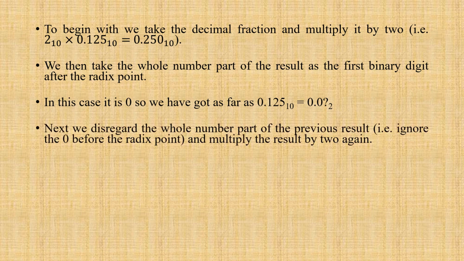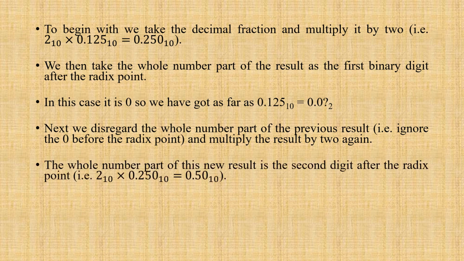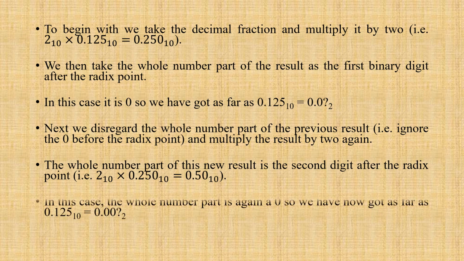Next we disregard the whole number part of the previous result, that is, ignore the 0 before the radix point, and multiply the result by 2 again. The whole number part of this new result is the second digit after the radix point, that is, 2 base 10 times 0.250 base 10 equals 0.50 base 10. In this case, the whole number part is again a 0, so we have now got as far as 0.125 base 10 equals 0.00 what?